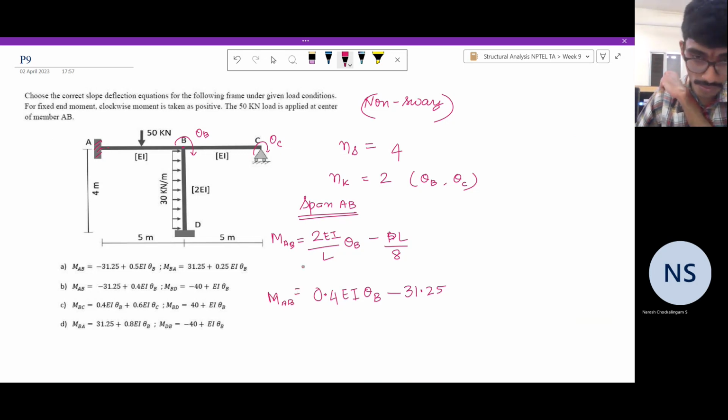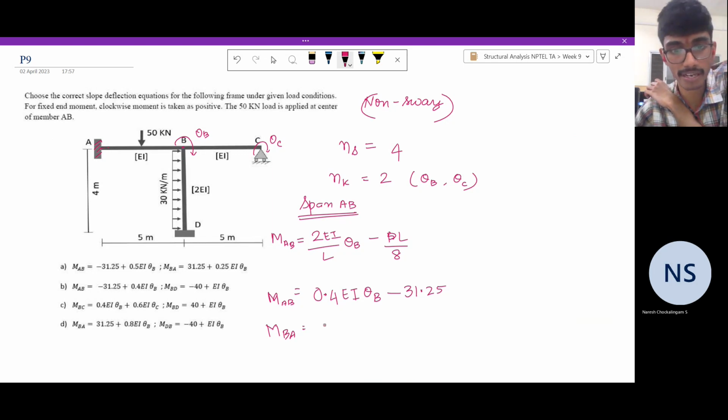What is MBA? MBA is 4EI by L theta B. So 4 times 4 by 5 is 0.8. So 0.8 EI theta B. And here the fixed end moment is plus PL by 8, which is 31.25.